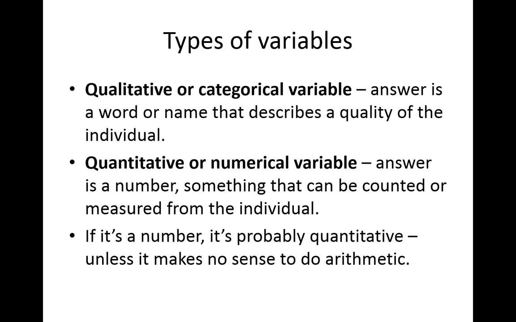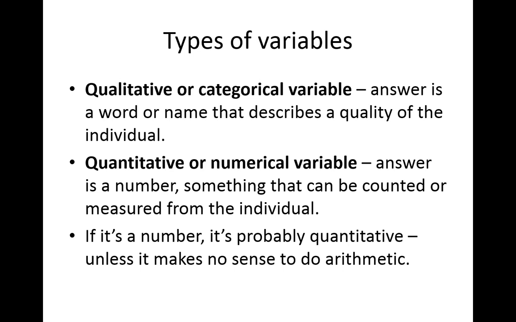Quantitative or numerical variables or data. Here, the kind of information we're plucking from the individual is going to be a number, something that can be counted, or a measurement from the individual. So if it's a number, it's probably quantitative, unless it makes no sense to do arithmetic on it. There may be situations where numbers aren't necessarily quantitative, and we'll see some examples of that.